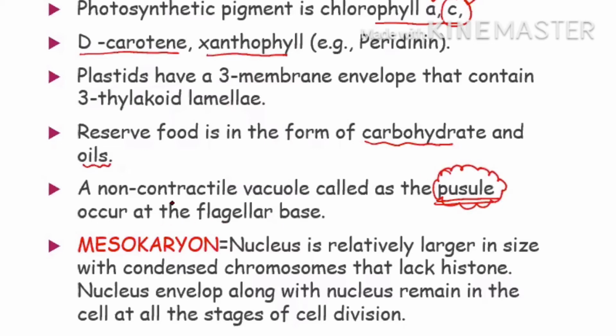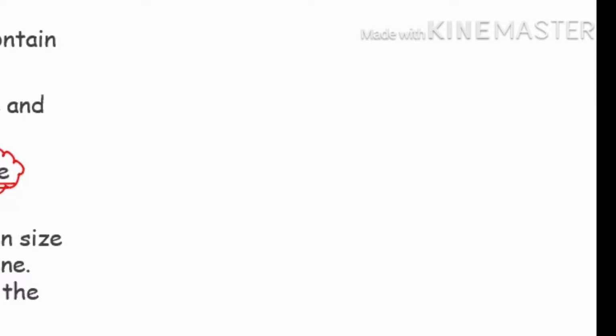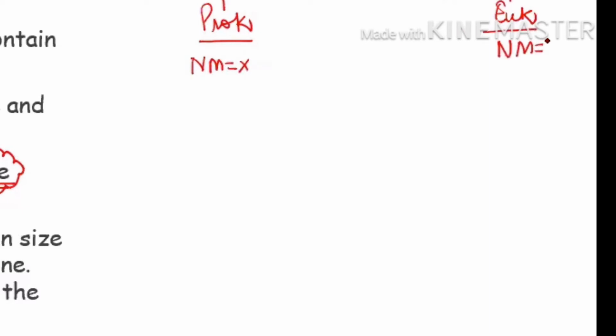Now, an important concept: they are mesokaryon. You know very well that according to the presence or absence of a nucleus, we have classified organisms as prokaryotic and eukaryotic. Prokaryotic organisms are those in which the nuclear membrane is absent. Eukaryote means the nuclear membrane is present. In eukaryotes, at the time of cell division, during prophase the nuclear membrane disappears, which reappears in telophase.